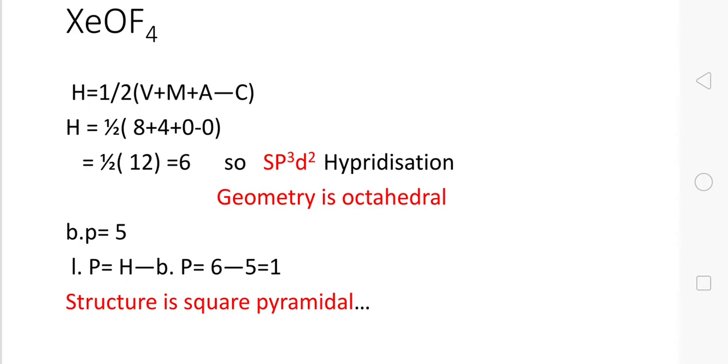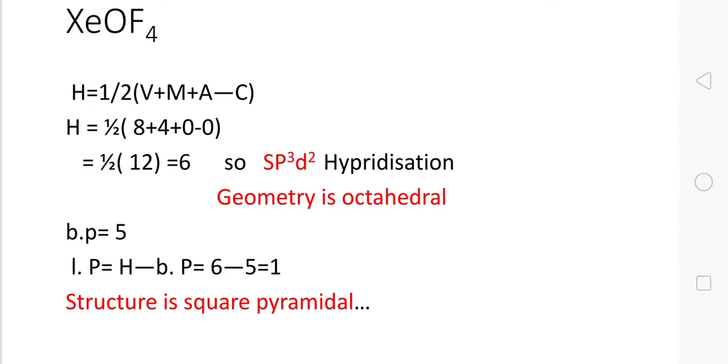So we need the number of monovalent atoms. Oxygen is bivalent. It can form 2 bonds, so we don't need this. We need the number of monovalent atoms. Yes, F. F forms only one bond. So the number of monovalent fluorine atoms is 4. Are you clear? For M, we must take only the number of monovalent atoms that surround the central atom. So 4, good. Is it a cation? No. Is it an anion? No. So A and C become 0. So H is equal to 6.